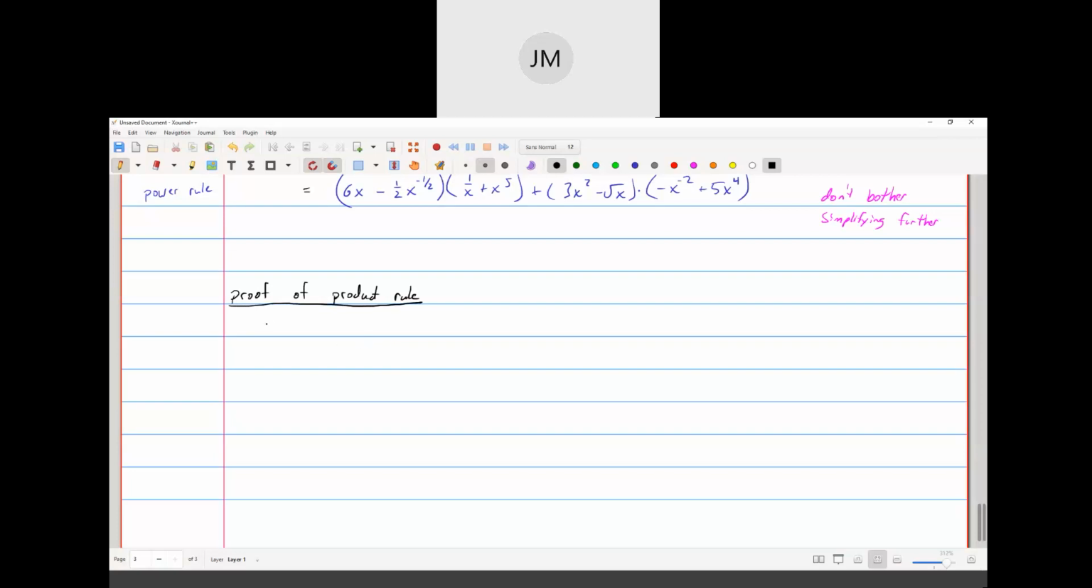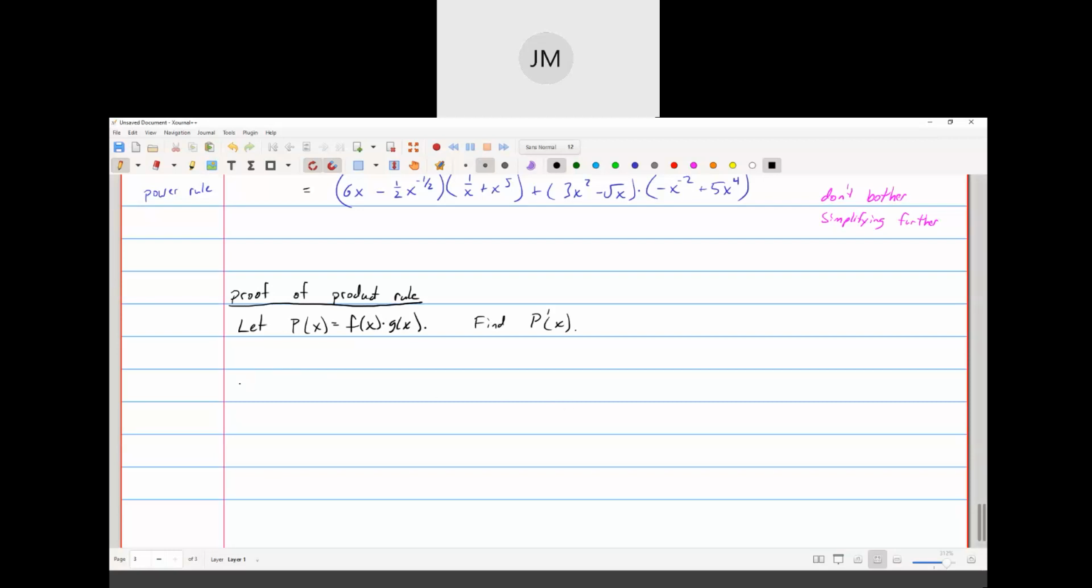So once again, just like with the addition rule, I want to create a new function that in this case is the product of my other two functions. So what we're going to do is start by saying let q of x, or not q, p for product, equal f of x times g of x. Then my goal is going to be to find p prime of x.